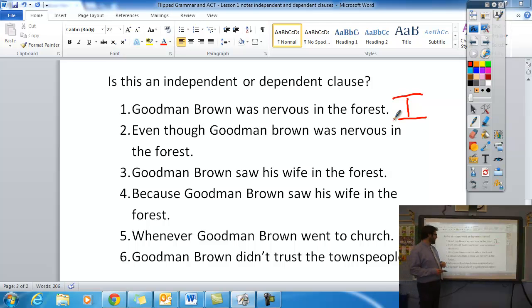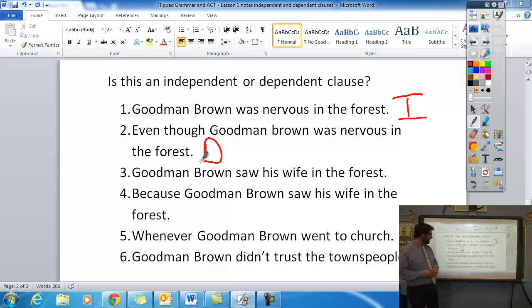Even though Goodman Brown was nervous in the forest. We've got a subject, we've got a verb, but does it express a complete thought? Can this be its own sentence? Again, pause the video if you want to think about it for a few seconds. But this one is dependent, right? We've got even though, which is our subordinating conjunction, right? This even though makes it not a complete thought. It can't be its own sentence. It cannot be its own sentence, so it's a dependent clause, right?